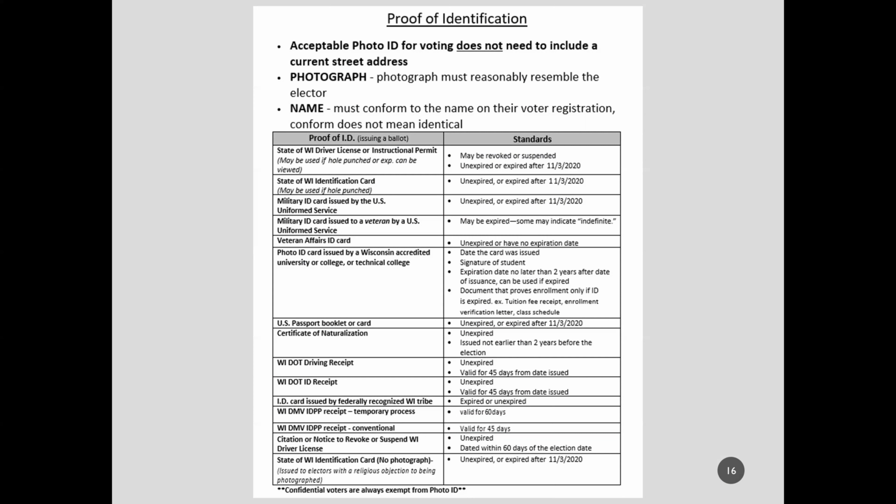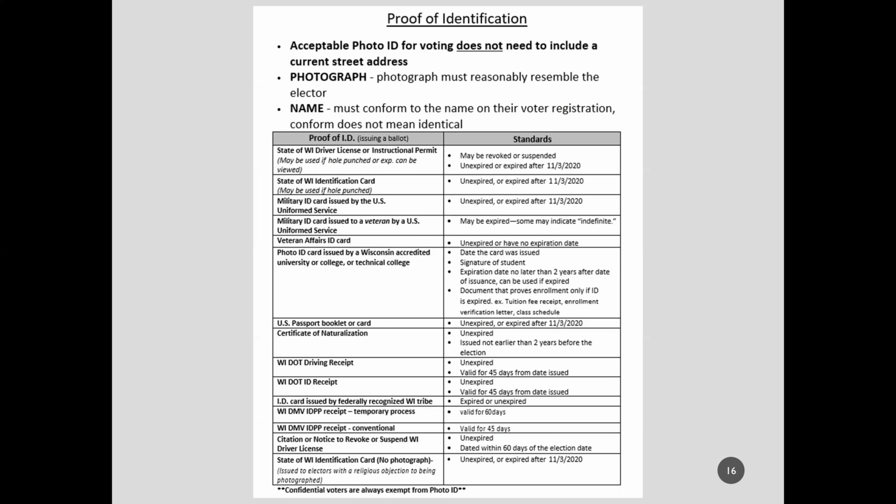A photo ID card issued by a Wisconsin accredited university or college. It must include the date it was issued, the signature of the student, and have an expiration date no later than 2 years after the date of issuance. They must also include a second document, which can be a tuition fee receipt, enrollment verification letter, or class schedule. U.S. passport booklet or card, unexpired or expired after 11/3, 2020. Certificate of naturalization, unexpired or issued not earlier than 2 years before the election.